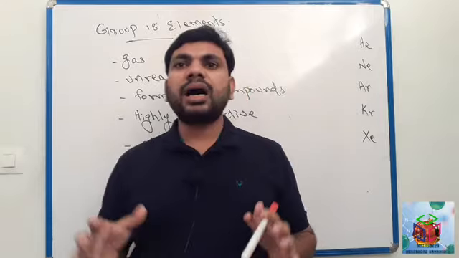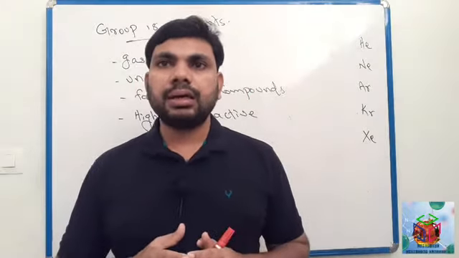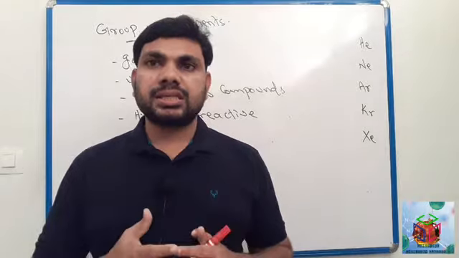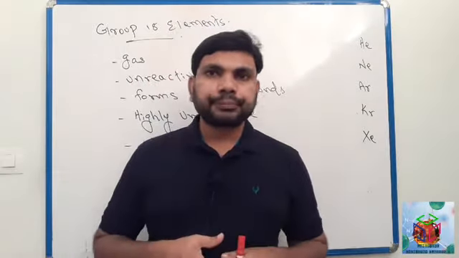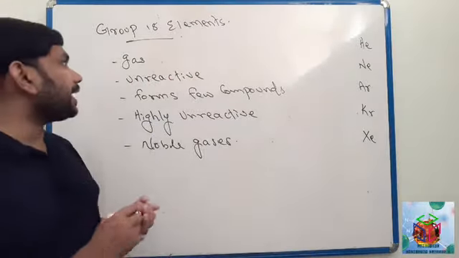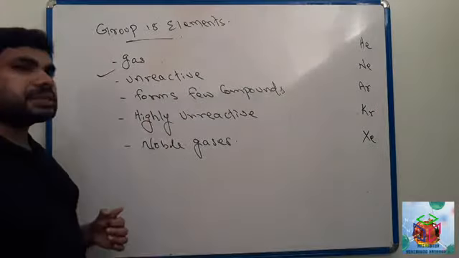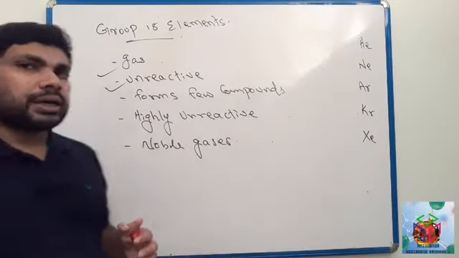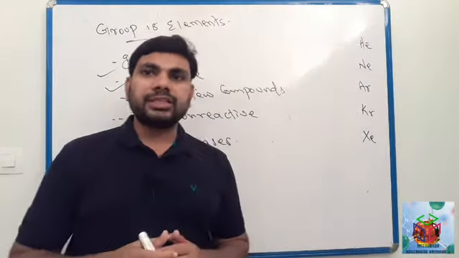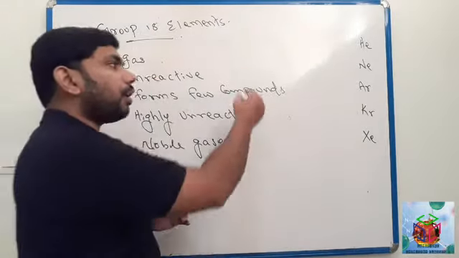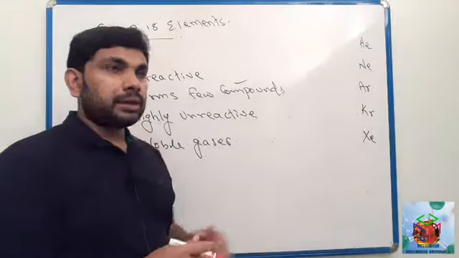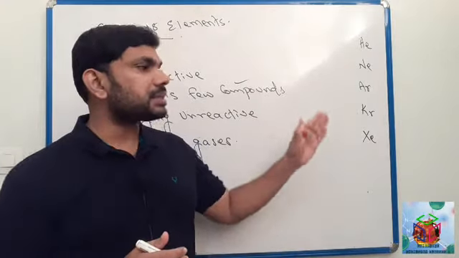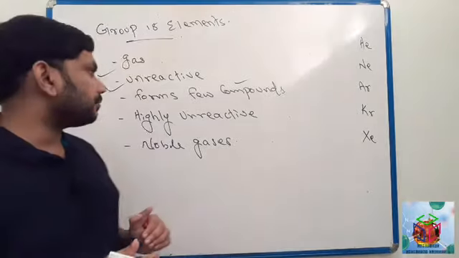These elements are highly unreactive. That's why these elements are also called inert gases. All these elements are in the gaseous state and they are highly unreactive. That's why these elements form few compounds. Noble gases form few compounds only because these elements are highly unreactive.